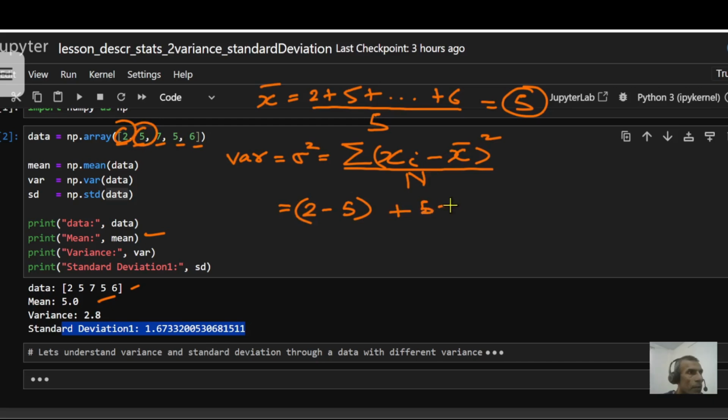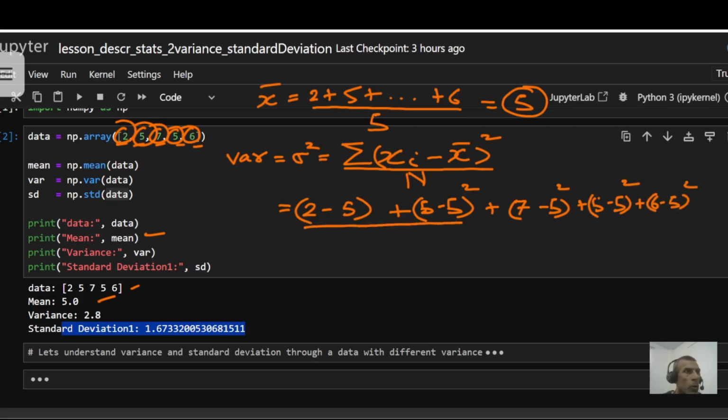You say 5 minus 5 squared, all right? Then you have 7, so plus 7 minus 5 squared. 7 is done, and then you got another 5, plus 5 minus 5 squared, and then you got the 6, plus 6 minus 5 squared. And then you divide the whole thing by 5, because that's the number of points you got. Now, when you solve this, you will get an answer of 2.8. So this is your variance, 2.8. And this is how you get 2.8.